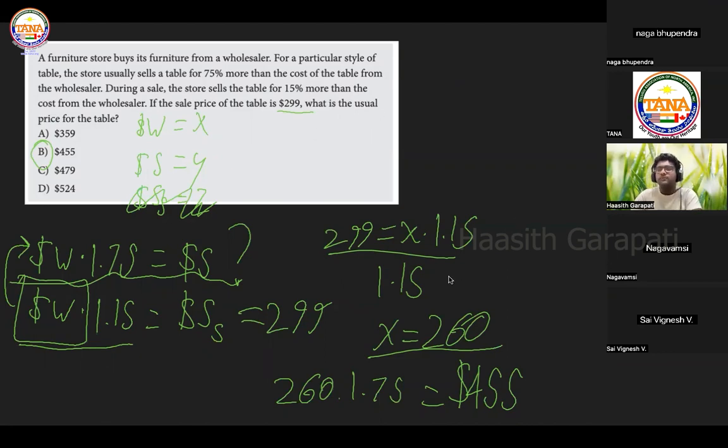Yes, Naga, it seems you have a question. If it says the usual price, was it asking for the wholesale price, or was it asking for reducing 15% and then you get the usual store price? Okay, so it was asking for the usual store price, how much money the store sells it for, not how much the wholesaler sells it for. That is a separate value.